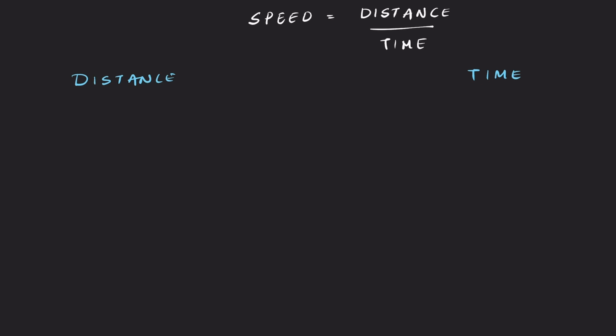From the formula itself. Distance is measured in meters. Time is measured in seconds. So the unit of speed becomes meter per second, written as m per second. As simple as that. But of course, we don't always measure in meters and seconds.